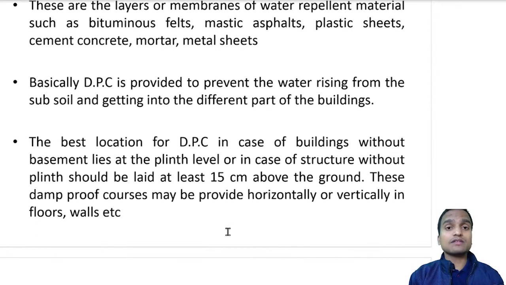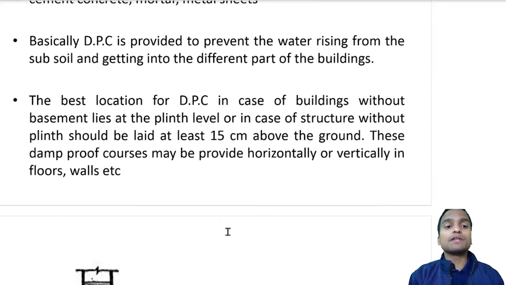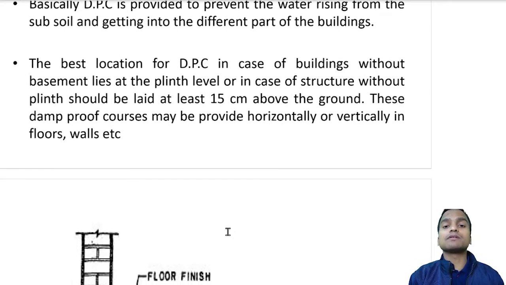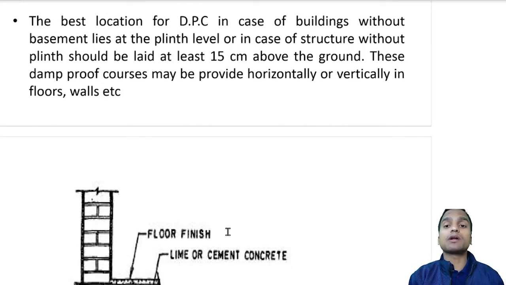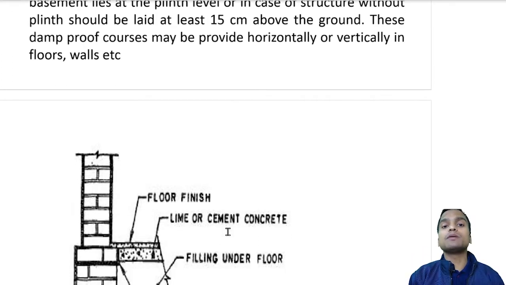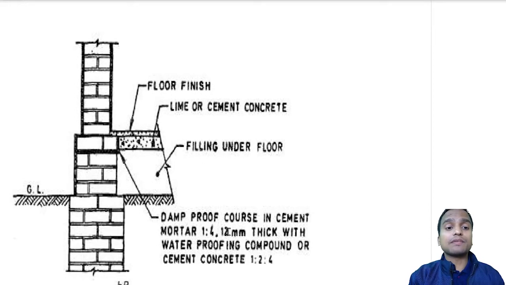The best location chosen for DPC without basement lies at the plinth level. In case of a structure without plinth, it should be laid at least 15 centimeter above the ground. These DPC may be provided horizontally or vertically, even on the vertical floors or the walls. Now this is the diagram, and here this is the ground level, and we have provided DPC, damp proof course, slightly above the ground level.